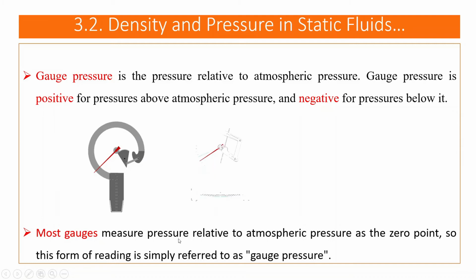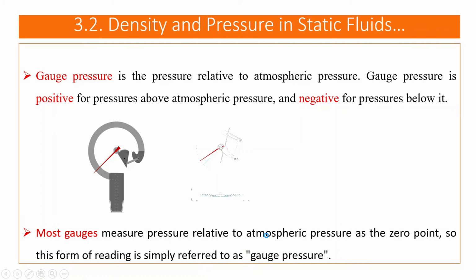Most gauge measurements measure pressure relative to the atmospheric pressure as the 0 point. So in most cases, the 0 point is taken to be equal to the atmospheric pressure. When the given system has a larger pressure than the atmospheric pressure, the pressure reader will start to read the pressure that is given to the system. This form of reading is simply referred to as the gauge pressure.